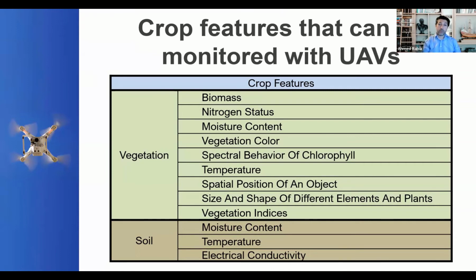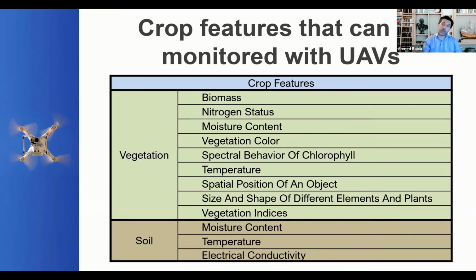For example, if you are dealing with trees, you can get the spatial position for each tree in the field, and the size and shape of the different elements in the field. So as I told you, you can get the area of the tree and the shape of the tree, whether it's bigger or smaller, and then you can use this information to do the management in the field.